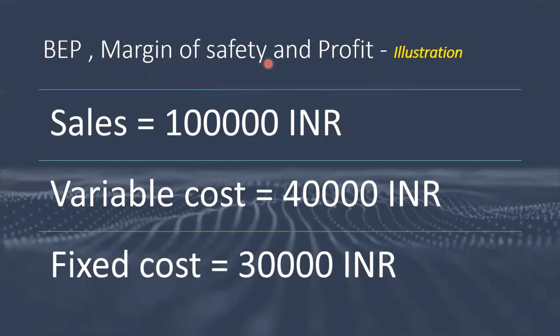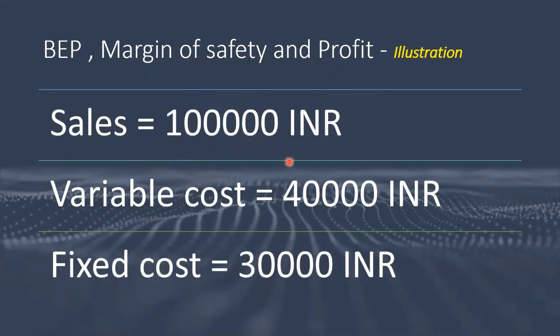Let's take a look at an example. Sales is 1 lakh. Variable cost given is 40,000. Fixed cost is 30,000. Understand the question well. Total sales is 1 lakh. Variable cost is 40,000. Fixed cost is 30,000. So this is all that is given. Let's say we need to find break-even point.